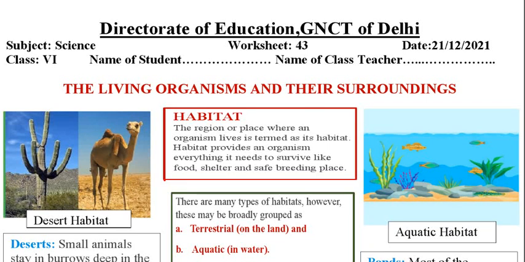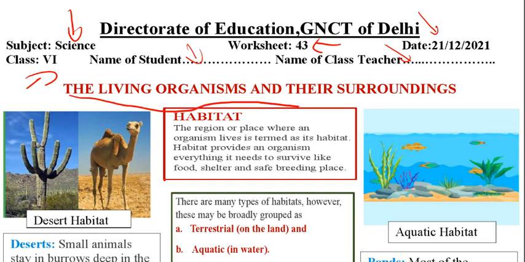In this video we are going to solve worksheet 43 of subject science, and it is for class 6. Here you need to write your name and here your class teacher's name. Today we will study, the date is 21 December 2021, and we will study the living organisms and their surroundings.